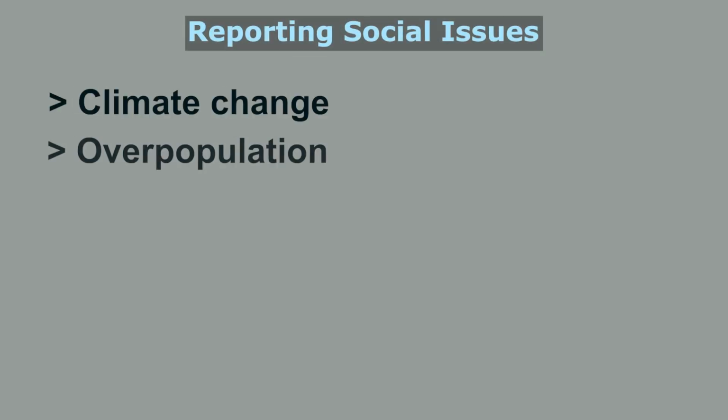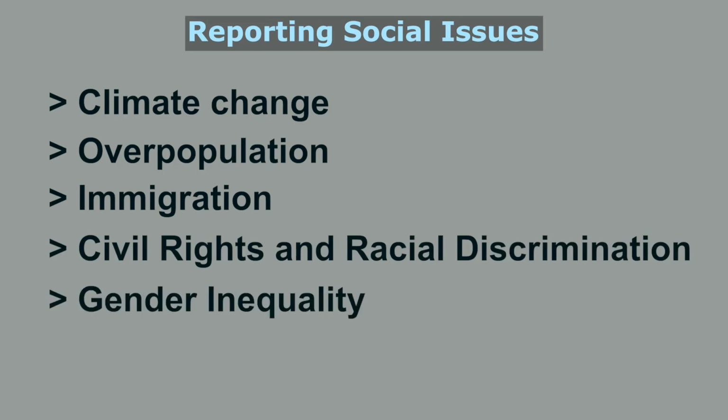So now we come to reporting about social issues. Social issues can be regarding climate change, overpopulation, immigration, civil rights and racial discrimination, gender inequality, healthcare, bullying. Everything comes under the category of social issues. And in today's age, reporting about health has become very important, especially after the COVID-19 crisis, where journalists have been covering different issues and different kinds of laws, and different kinds of steps taken by the government all over the world in curbing this particular health crisis.